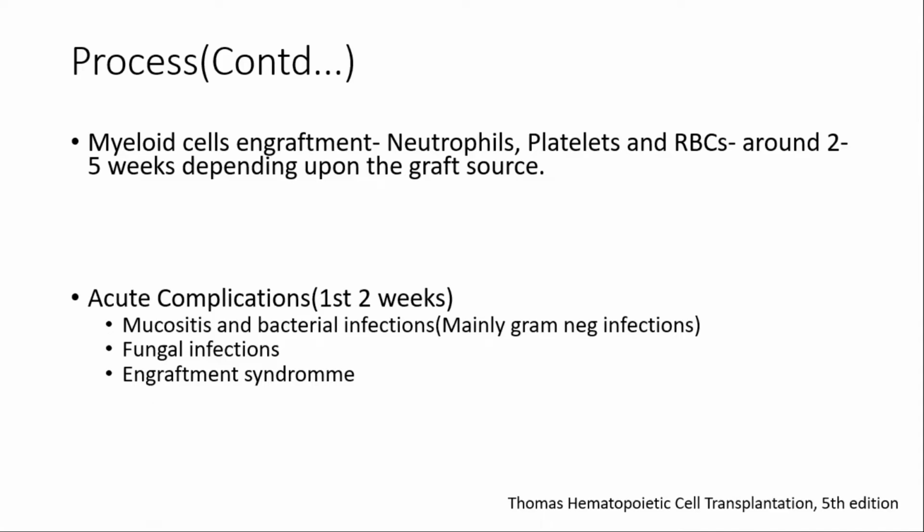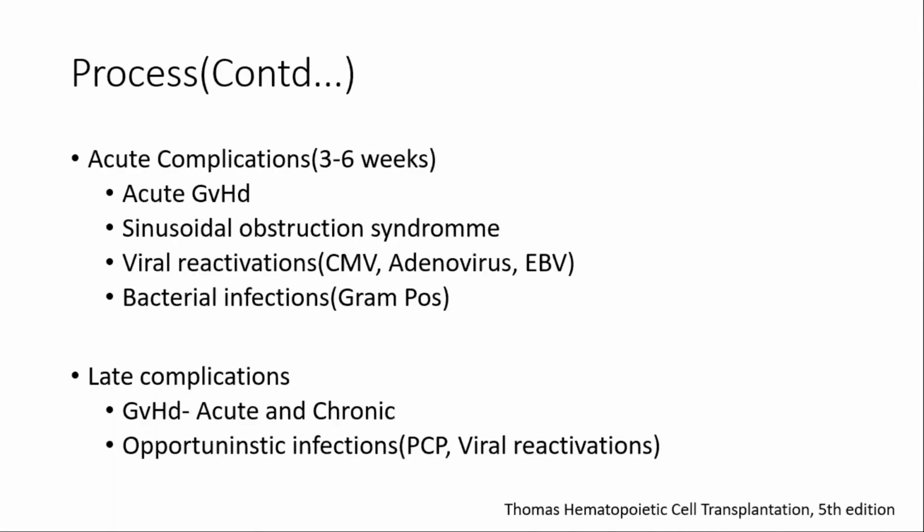This occurs at around 2 to 5 weeks, and around this period, the patient will be extremely neutropenic. So you are going to have complications of neutropenia like mucositis, bacterial infections, mainly gram-negative, and fungal infections. There is something called engraftment syndrome, due to the neutrophils damaging the lungs and the other organs. This is a very rare complication, but can occur around this time.